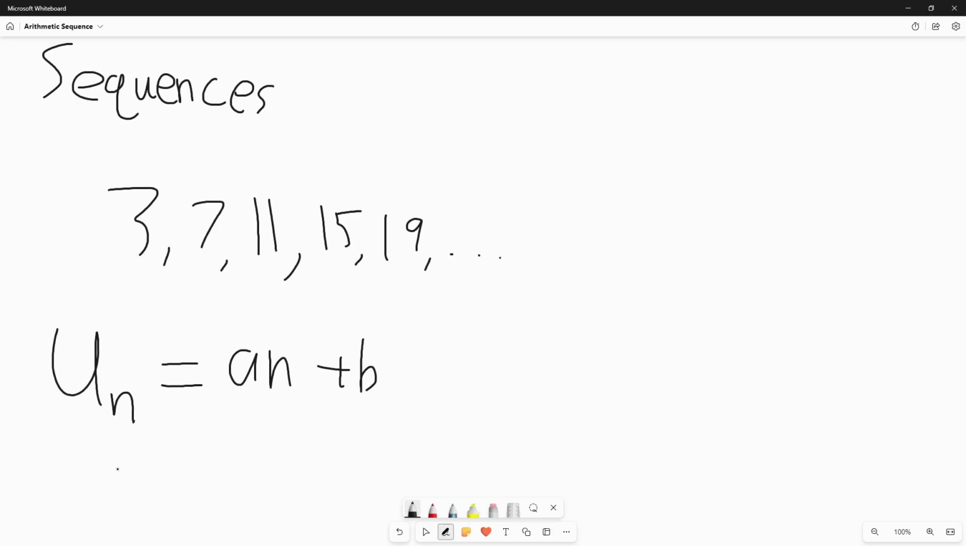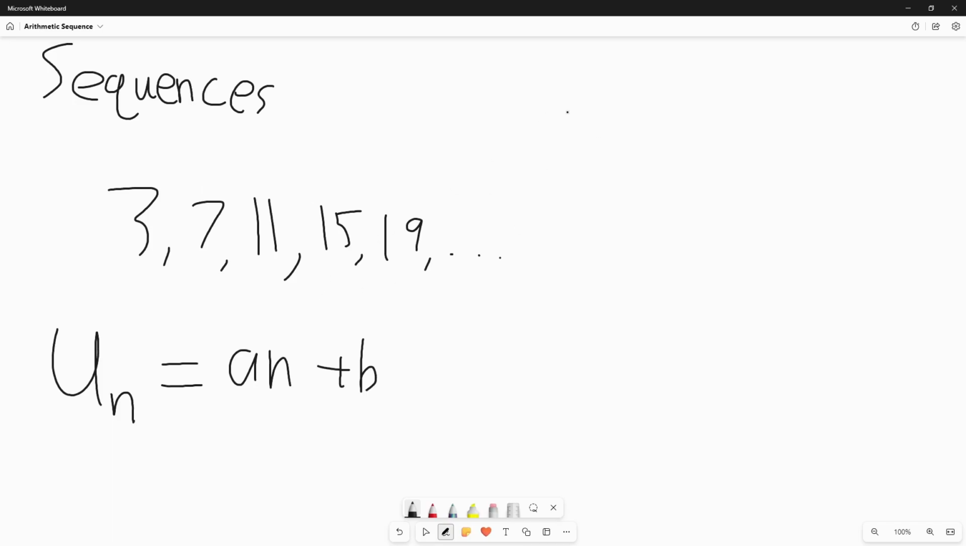For example, u of 1, we're looking at the first term of the sequence, and that here is just 3. And u of 2, that means the second term, so that's 7, and so on. u of 3 would be 11. Now, what do the variables a and b mean? a is the difference between each number in the sequence. So here it would be 4 because 7 minus 3 is 4, 11 minus 7 is 4, and so on.